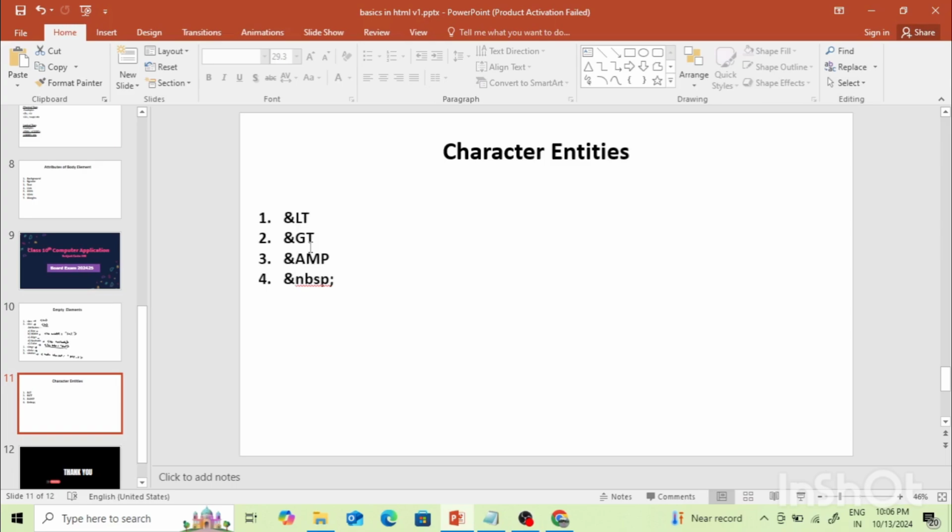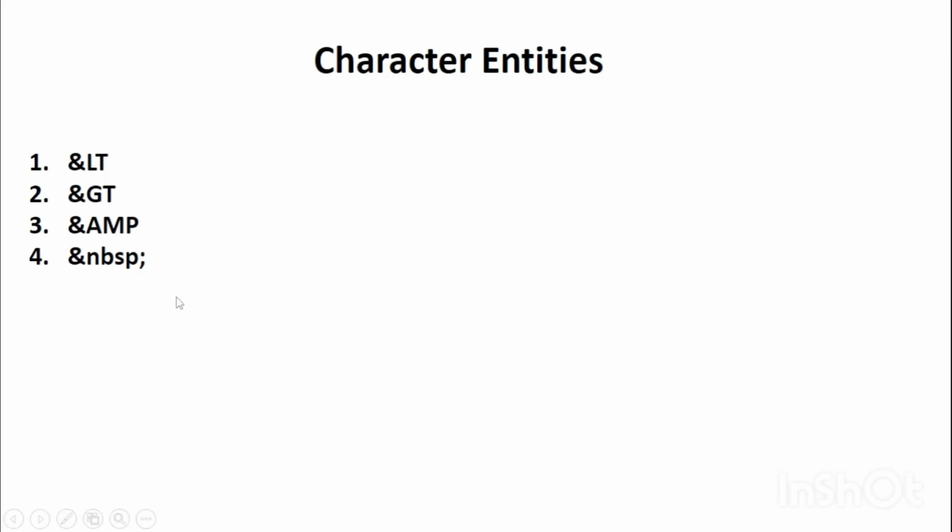So basically, character entities in HTML are special characters, you can say, or special codes. They are used to display the reserved characters or symbols that are not part of the standard keyboard or have some special meaning in HTML. Okay, so they allow you to include characters in your web page that would otherwise be interpreted as HTML code. Okay, and character entities are also used to display letters with accents, which are common in many different languages.